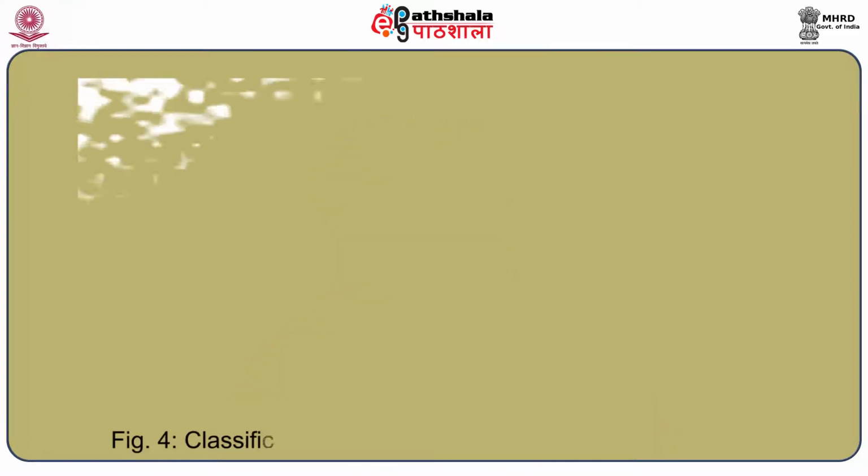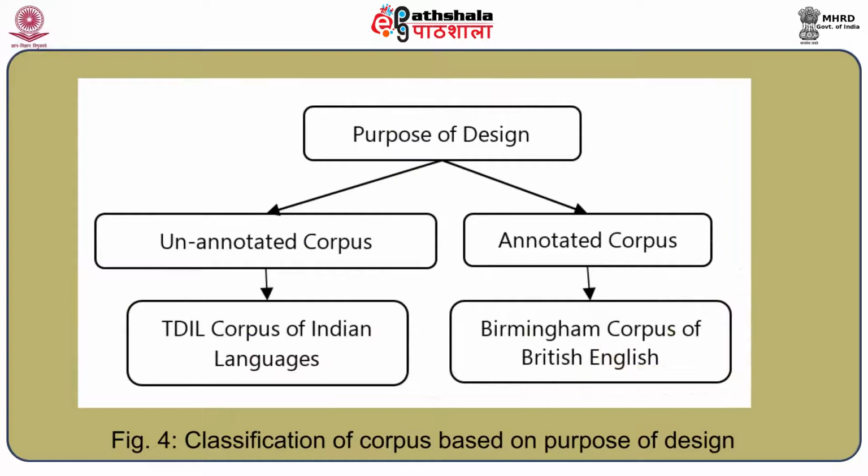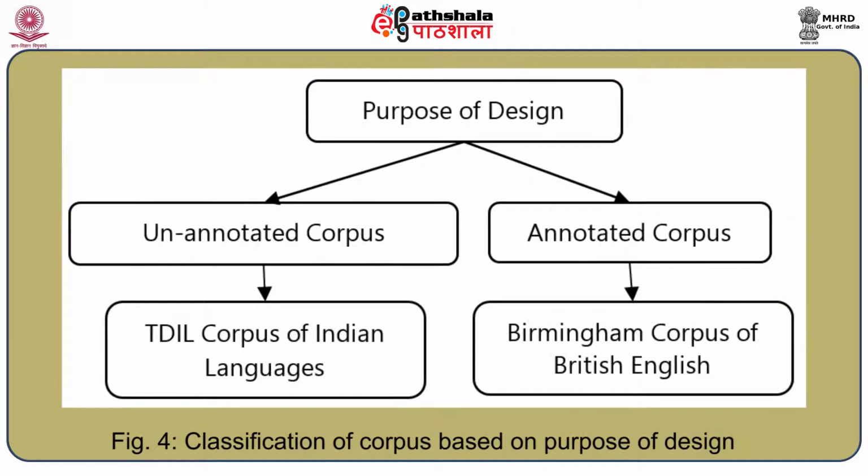So this is the first part. Second part, we are talking about purpose of design. Based on the purpose of design, we have 2 types of corpora. One is called unannotated corpus. Another one is annotated corpus. Here we need to understand what this term annotation means. We will discuss it in our subsequent modules. But for the time being, let us just refer to the terms unannotated corpus and annotated corpus.